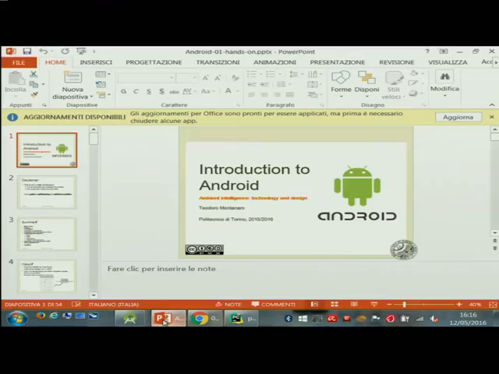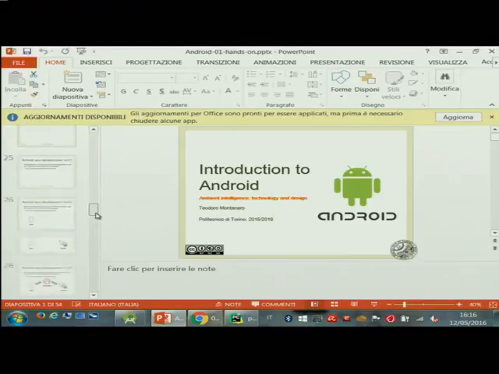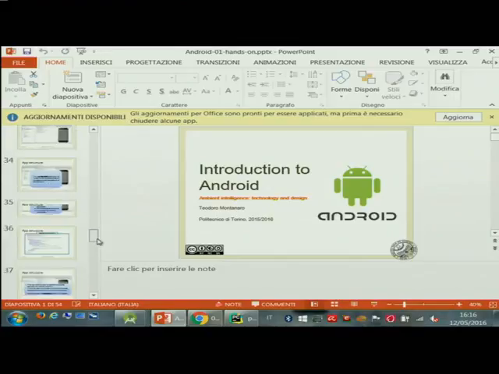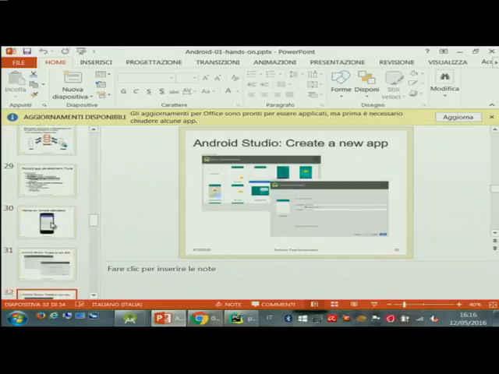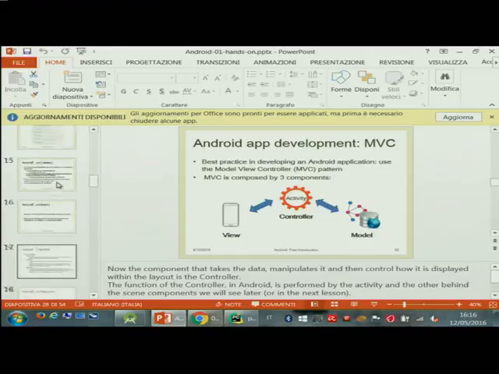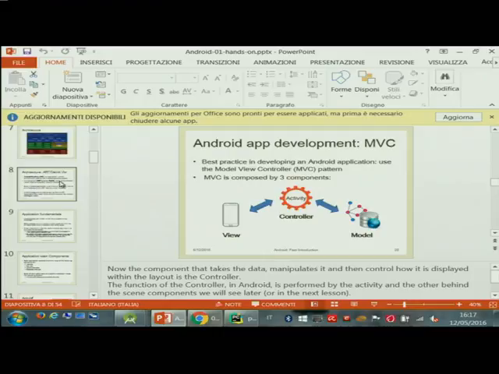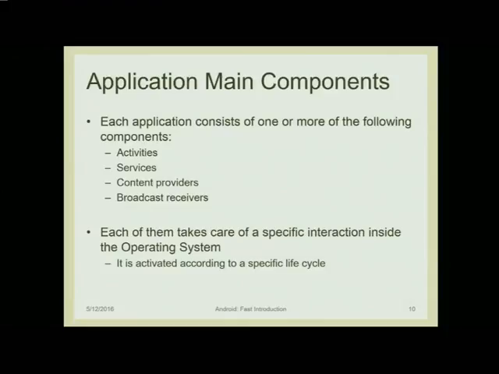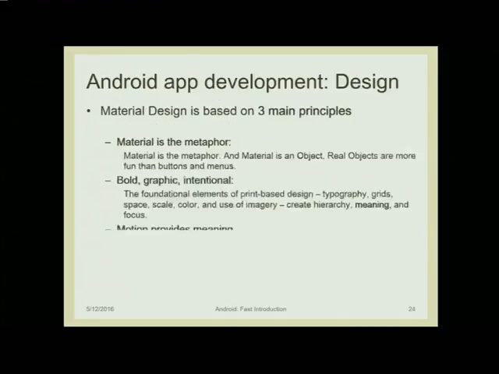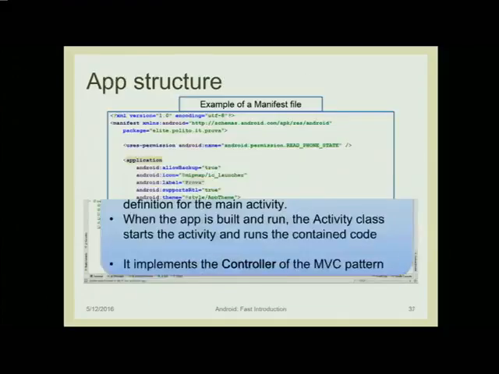Now I will introduce some concepts that I didn't introduce during the last lesson, and then we will do another, more complex exercise, okay? Let's find the right slide. I told you that an Android application is made by these four components, but I spoke only about the activities. Now I will speak very briefly about the services and the other concepts. Excuse me for this slideshow.